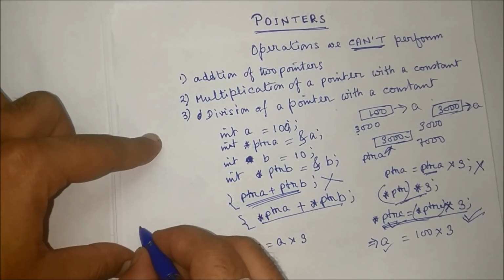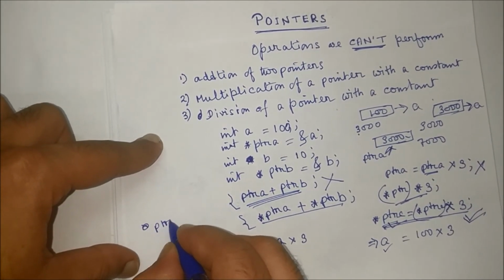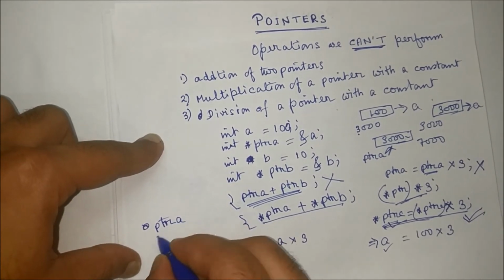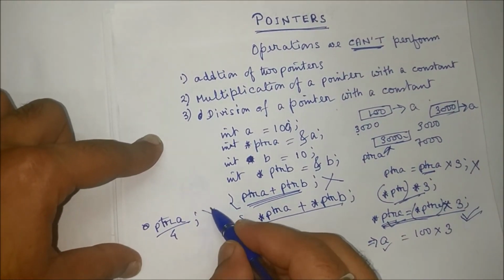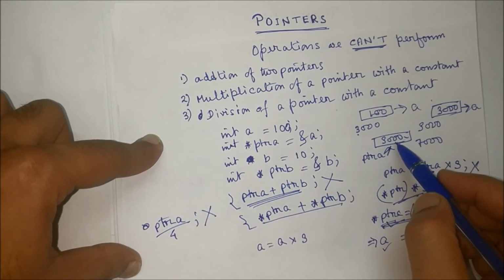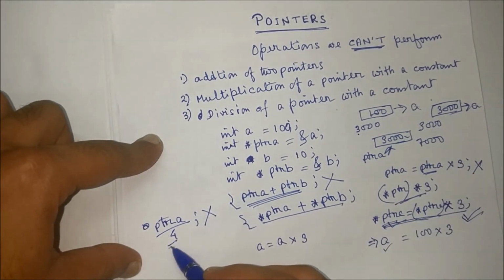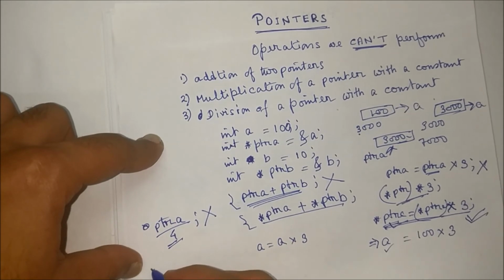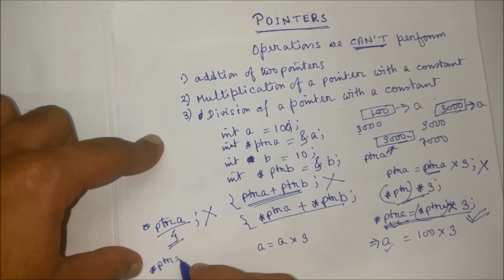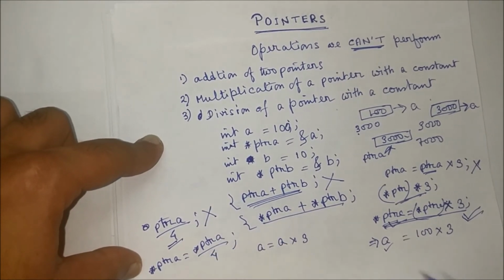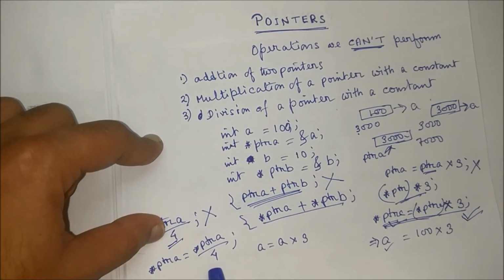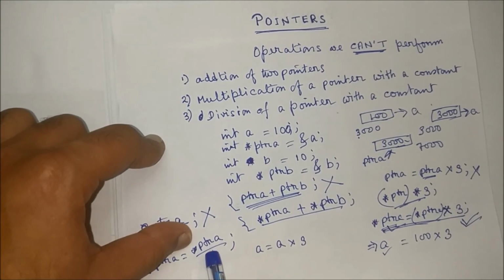Similarly, if you do this operation, PTR A divided by 4, right? If you are performing this statement, this is not allowed. This division is not allowed because PTR A means it will return the address. So division on the memory address is not allowed. But if you write star PTR A is equal to star PTR A divided by 4, what is this statement doing? This statement is nothing but star PTR, we are not giving the memory address. We are going back to the memory address where the star PTR A value will get returned with this statement.